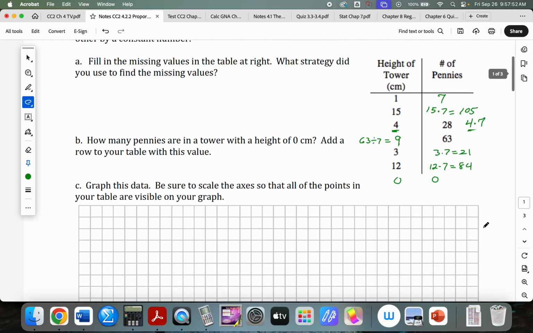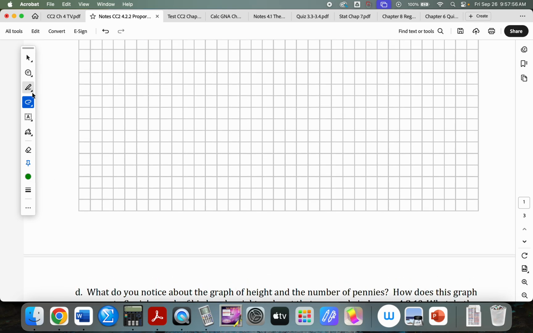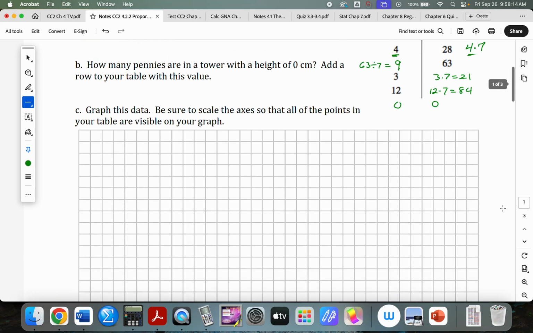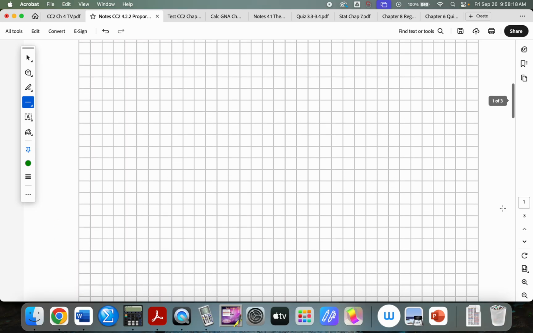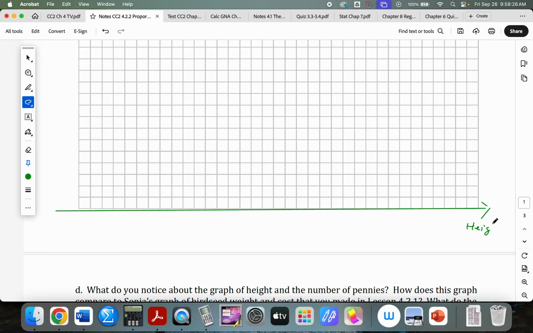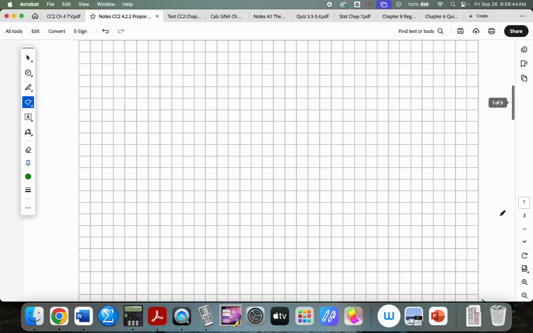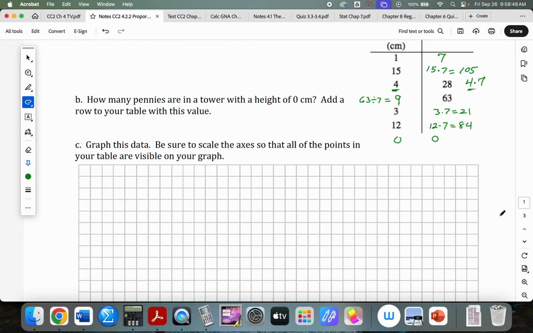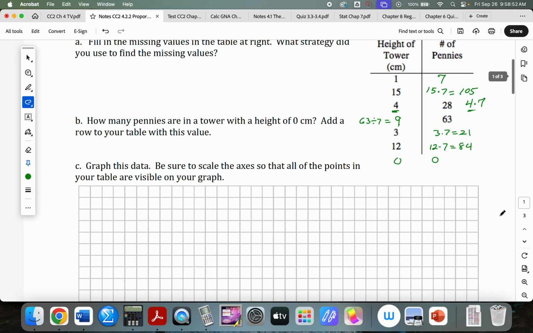Okay, so if we do our horizontal axis as the height of the tower, in centimeters, what's the biggest height that I have? 15. All right.